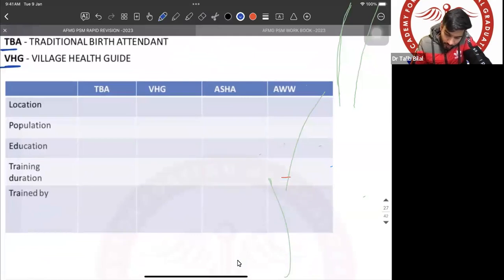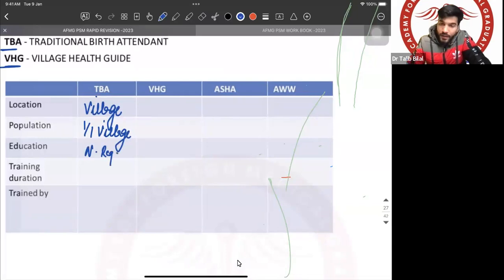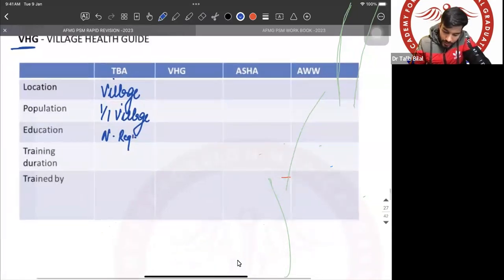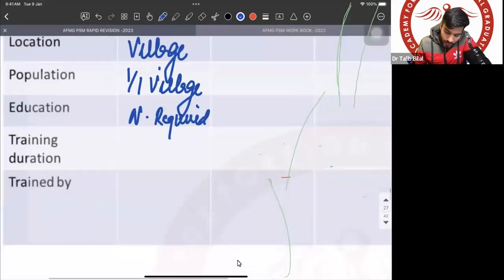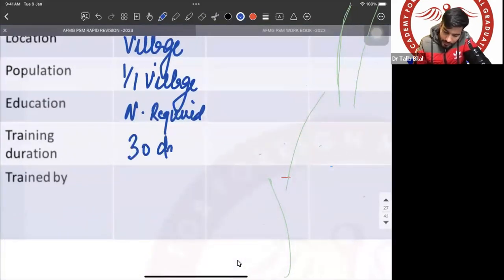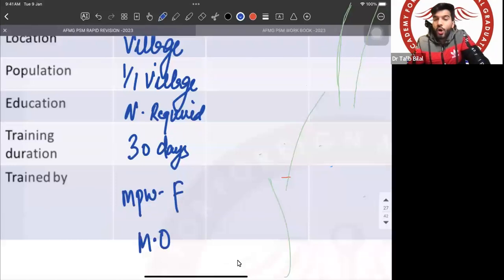The location of the traditional birth attendant, guys, is the village. If I talk about population, it's 1 per village. Education is not required. The training duration is for how many days, guys? 30 days. And she is trained by the multi-purpose worker female and the medical officer. Very good.